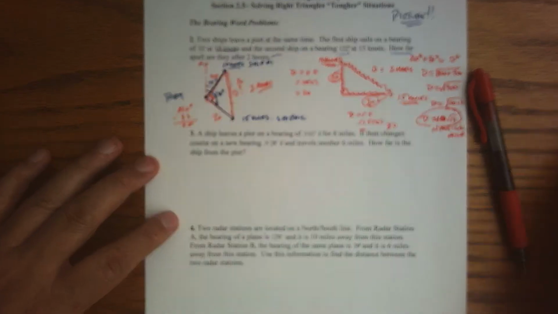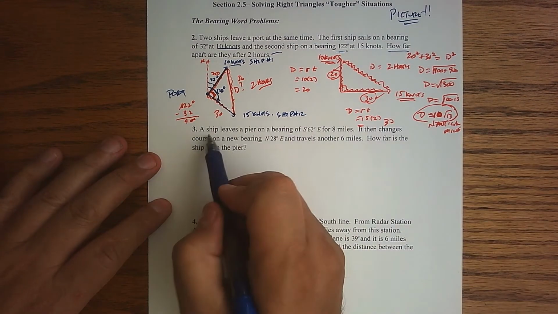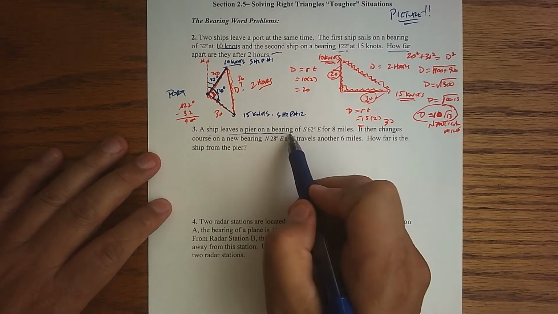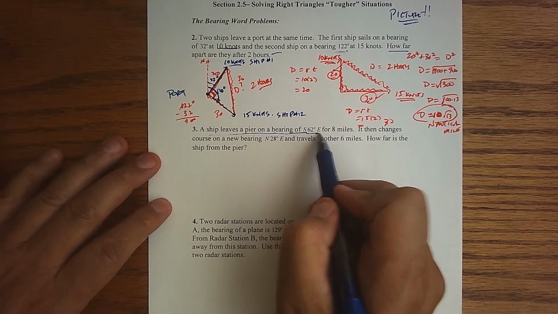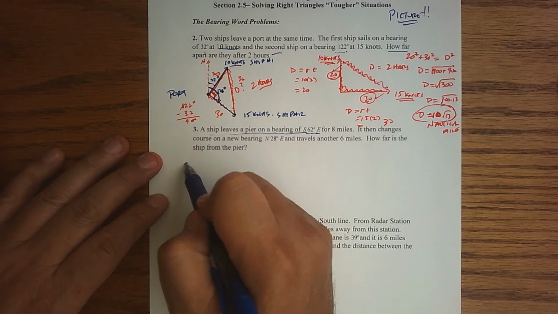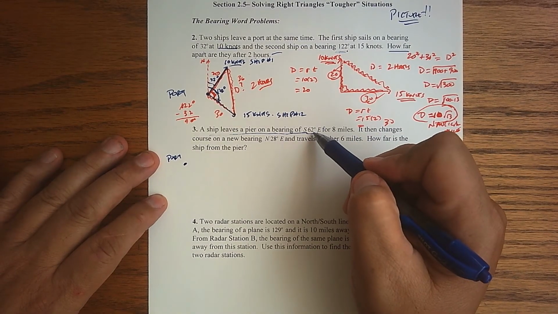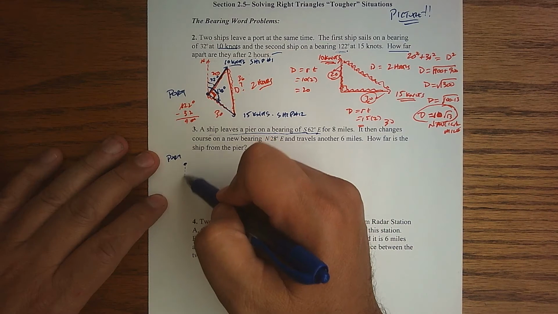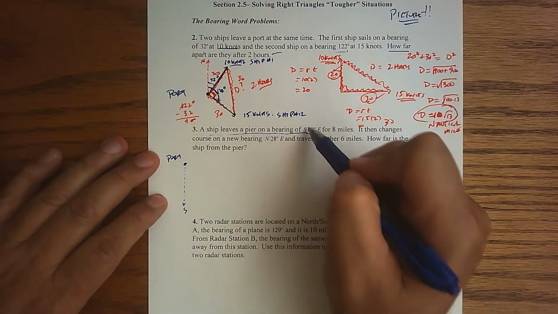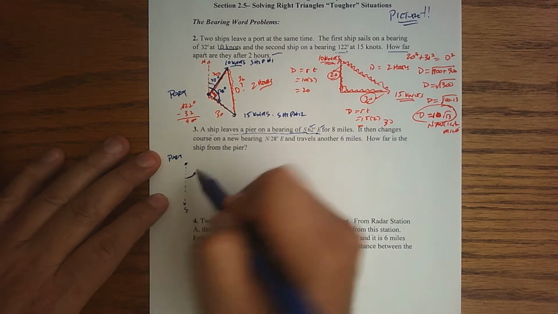Okay, so in our next word problem, it's a very similar idea. We actually have a ship leaving a pier, right? And they leave it at a bearing of south, 62 degrees east. So again, let's imagine that's my port, right? So there's the port. When we leave our bearing, we're looking south, and we're going 62 degrees east. So that means we're heading in this direction right there.